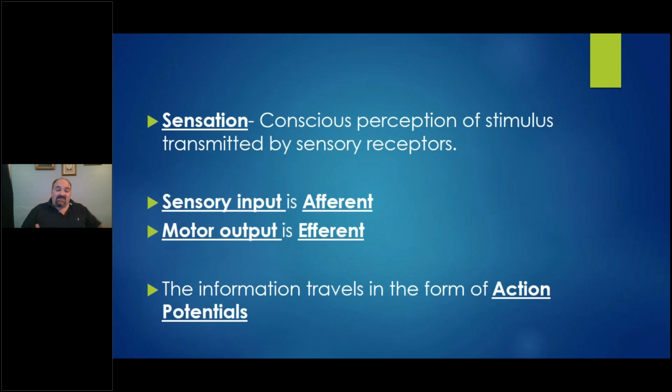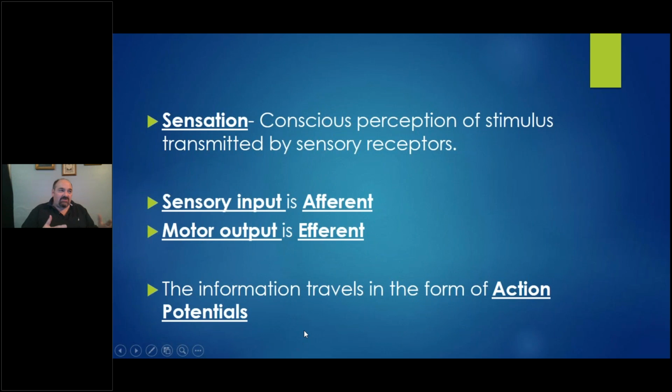So a sensation. We already have this foundation of understanding that the nervous system has sensory receptors that will receive input. Recall these terms afferent and efferent. I don't want you to forget that. Sensory input is afferent information, motor output is efferent information. So recall those. Remember that.